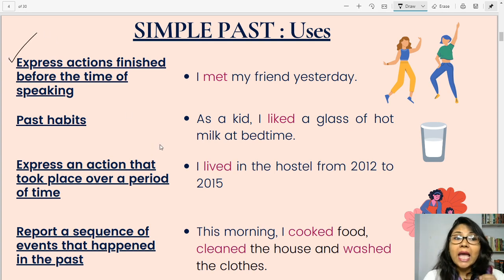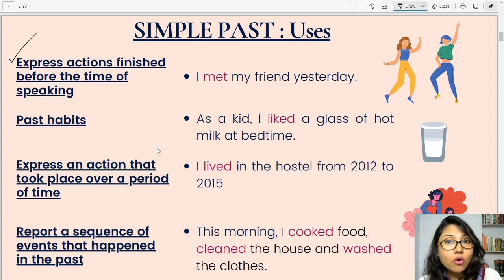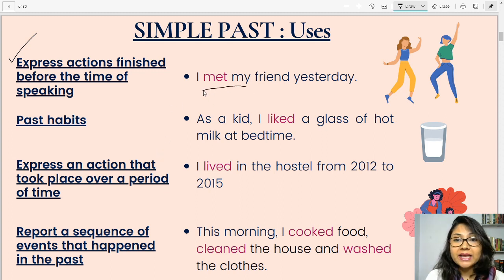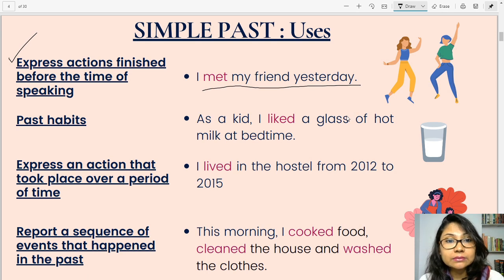Now let us see the uses of simple past. To express actions finished before the time of speaking. Let us look at the example. I met my friend yesterday. So it has finished.